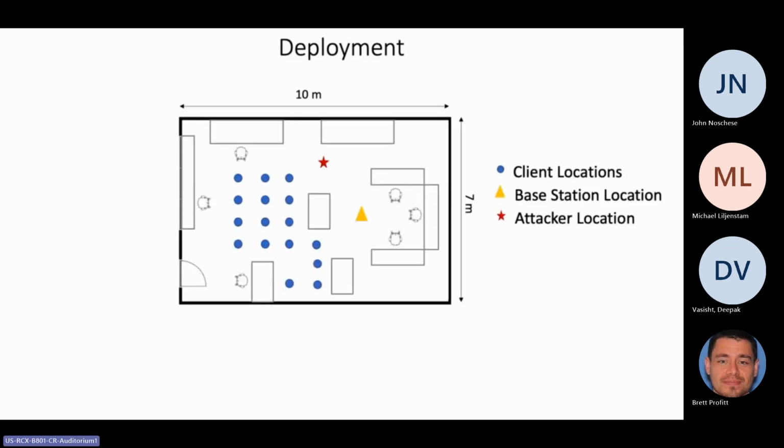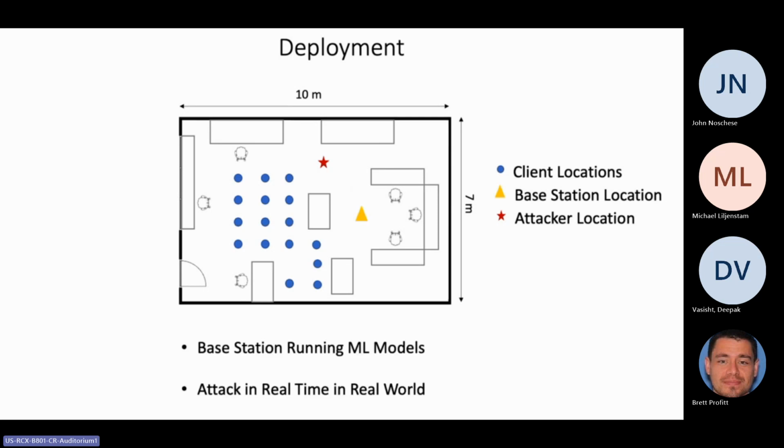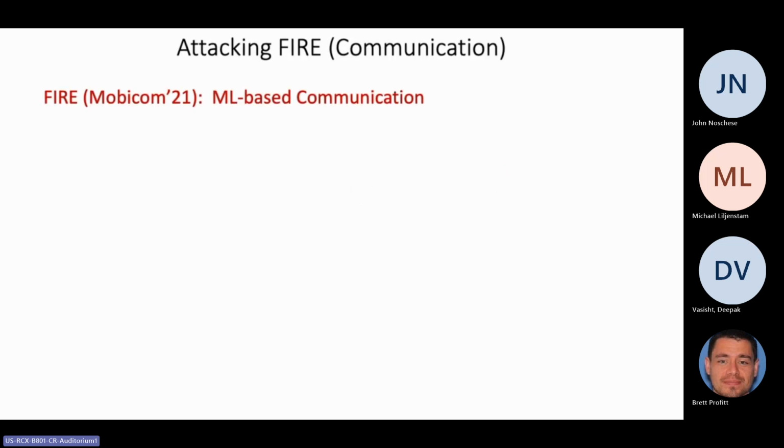And this is deployed in an indoor environment. It's an indoor lab space, with different positions of the client. The attacker is at a fixed location, not at the same location as the base station. And you can see the environment is pretty diverse. The base station is running machine learning models for both communication and sensing. I'll show you one result for communication, and then maybe we can talk later in the poster session for more results.